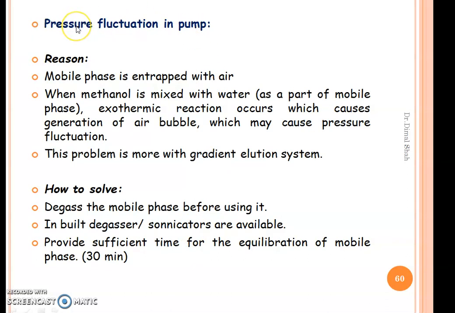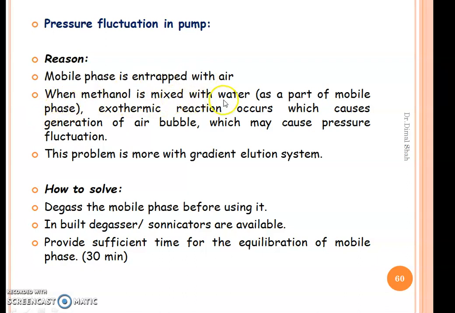Another problem that we may encounter related to the equipment is pressure fluctuation in the pump. The reason is the mobile phase is entrapped with air. Air bubbles have been entrapped in the mobile phase. So due to that, there are chances of pressure fluctuation.